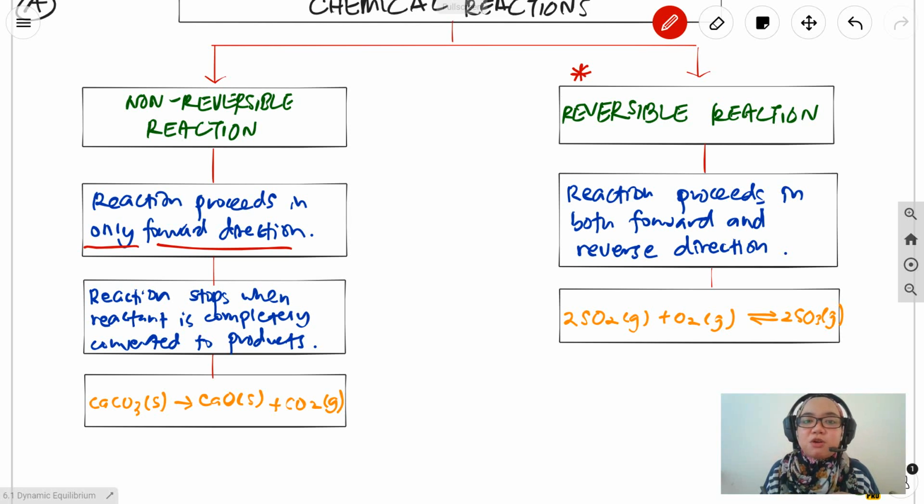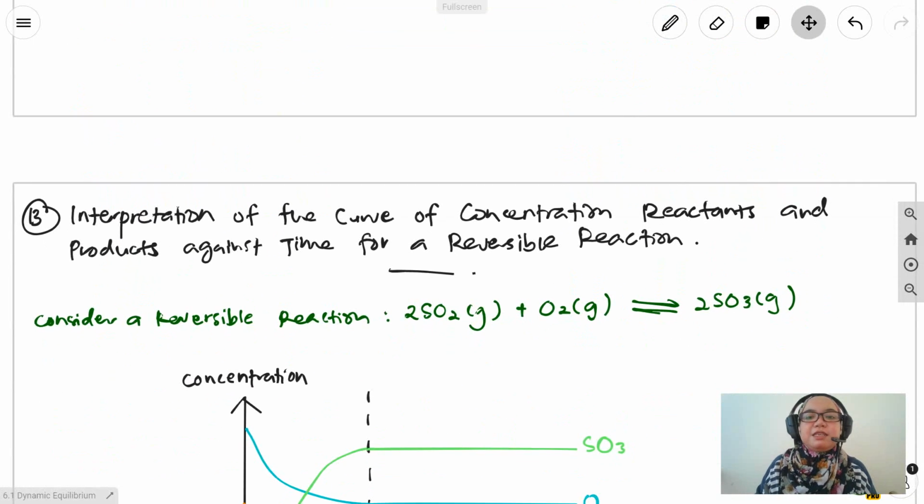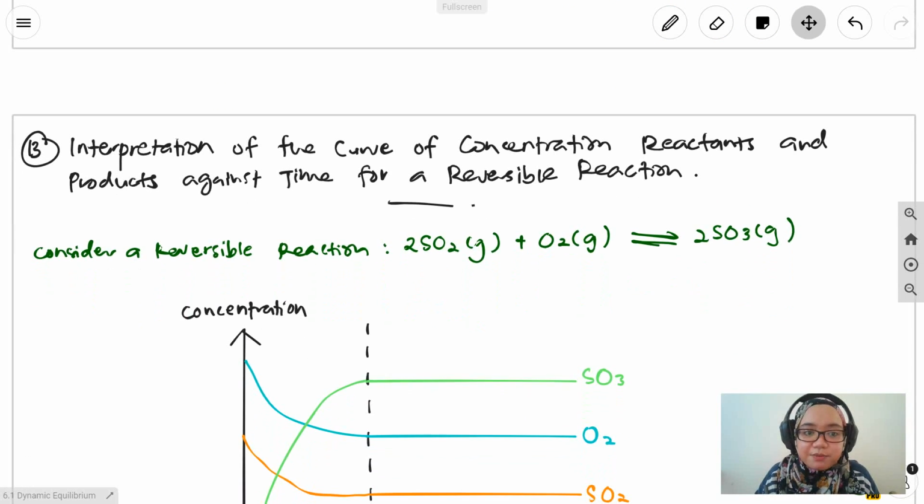However, in this topic, we are going to focus on the reversible reaction. For the reversible reaction, at some point there will be a state where this chemical reaction achieves a dynamic equilibrium. So we are going to look at that right after this. Okay, so let's move on to the next part. Let's look at this curve. We are going to interpret the curve of concentration of reactants and products against time for a reversible reaction.